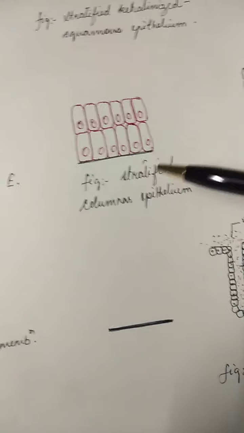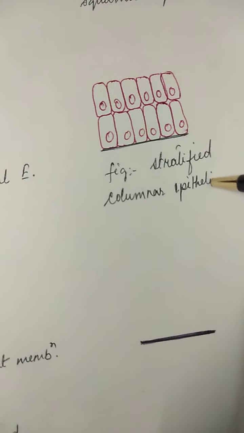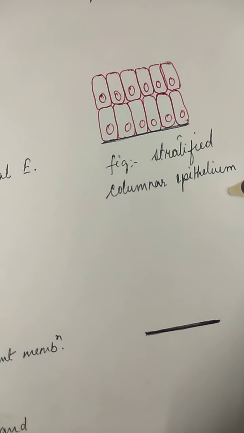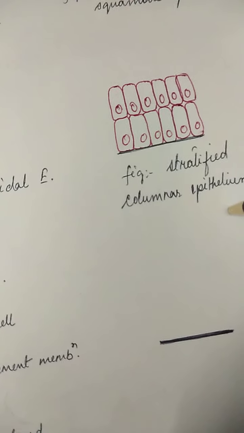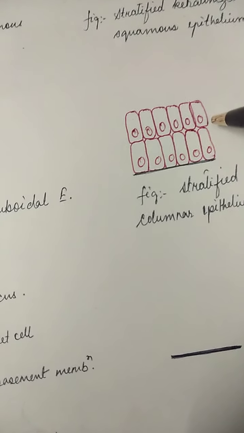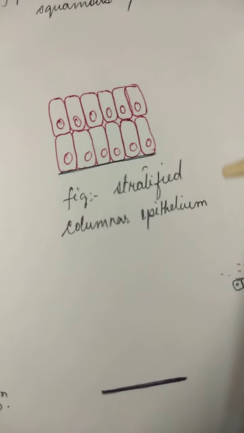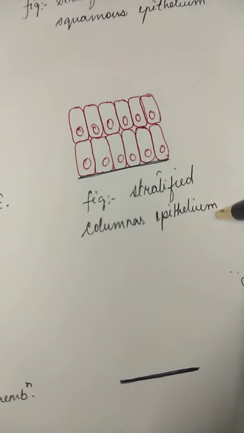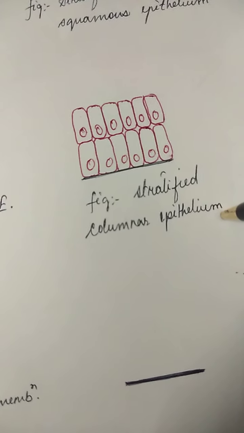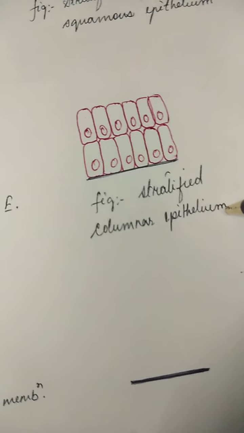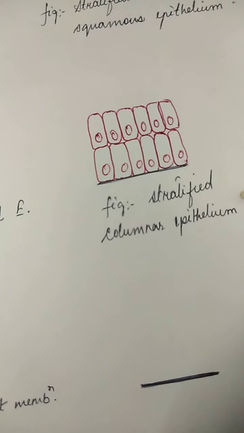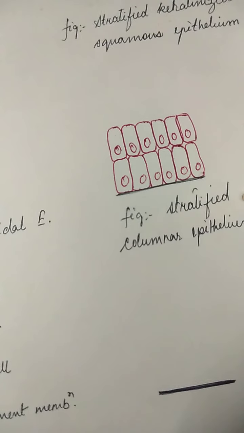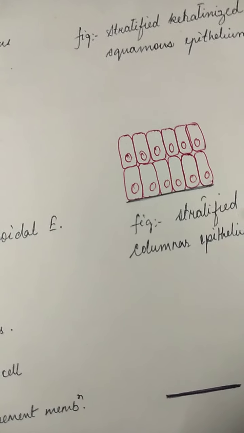Next, stratified columnar epithelium. It is a rare type of epithelial tissue composed of multiple layers of columnar cells over multiple layers of cuboidal cells. They are present in the conjunctiva of the eye, inner parts of the pharynx, anus, the uterus, male urethra, and vas deferens. Their function is also protection.